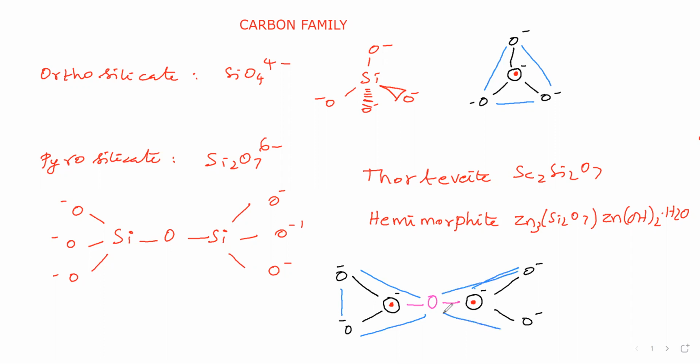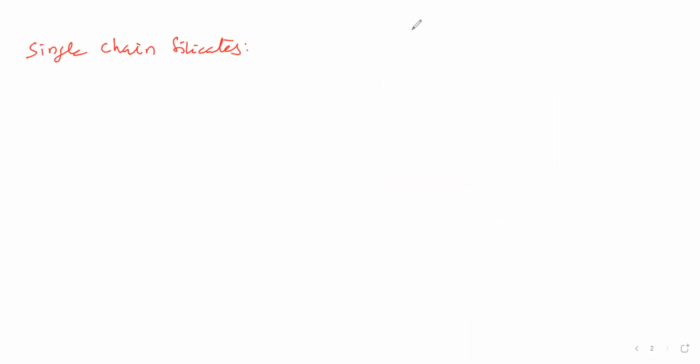That blue color is not a bond. Okay, like that we have given. This is what we call pyrosilicate. So pyrosilicate we have mentioned like this. Now we will go for single chain silicates.